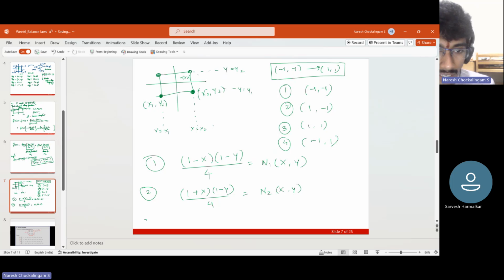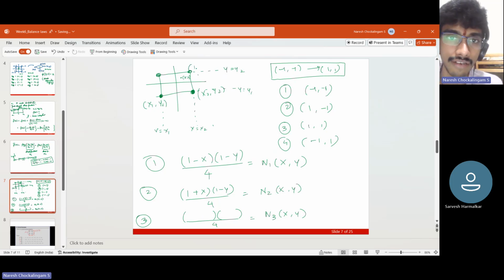Similarly, for the third node, x equal to +1, y equal to +1. Can you guess what should be the form of the shape function? As usual, it should be divided by 4. So this is n3 of x comma y. Can you guess what should come here? This has to be 1 at 1 comma 1 and 0 everywhere else.